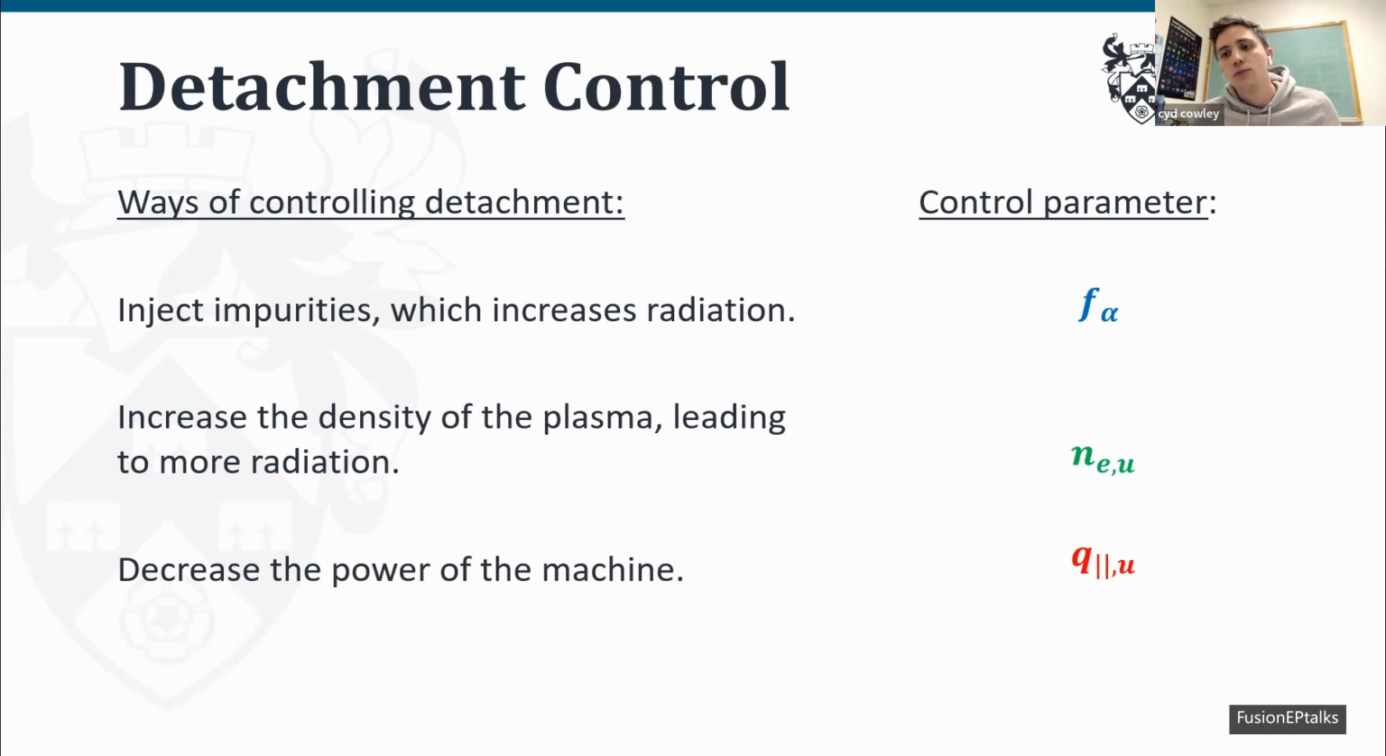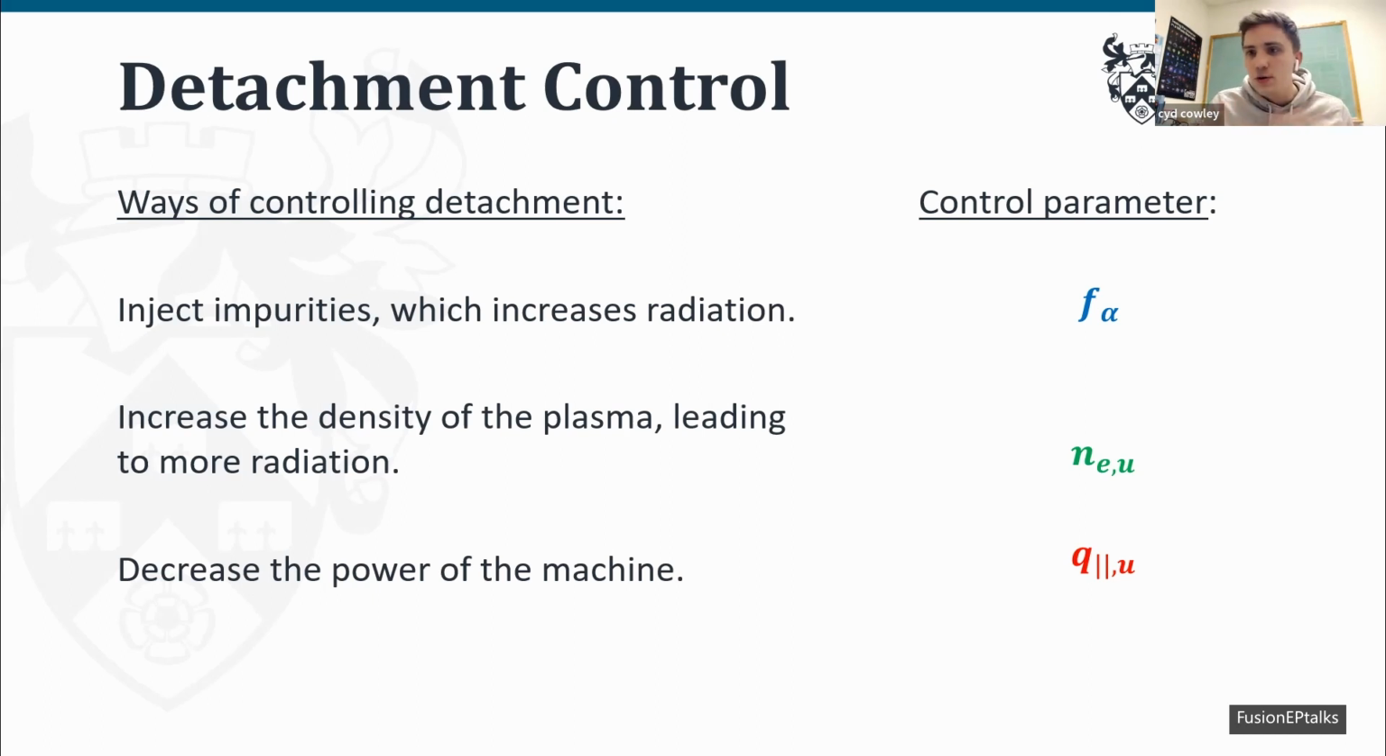The issue with these control parameters, though, is we don't actually want to increase them or decrease them too much. For example, if we increase our impurity injection, we might actually affect core stability and radiate too much of the core power away. If we decrease our power too much, we can decrease the efficiency of the core machine. So really, what we want to do is have detachment be as easy as possible to get to. We don't want to have to inject tons of impurities. We don't want to have to decrease the power of the machine. We want detachment to be easily achievable in machines.